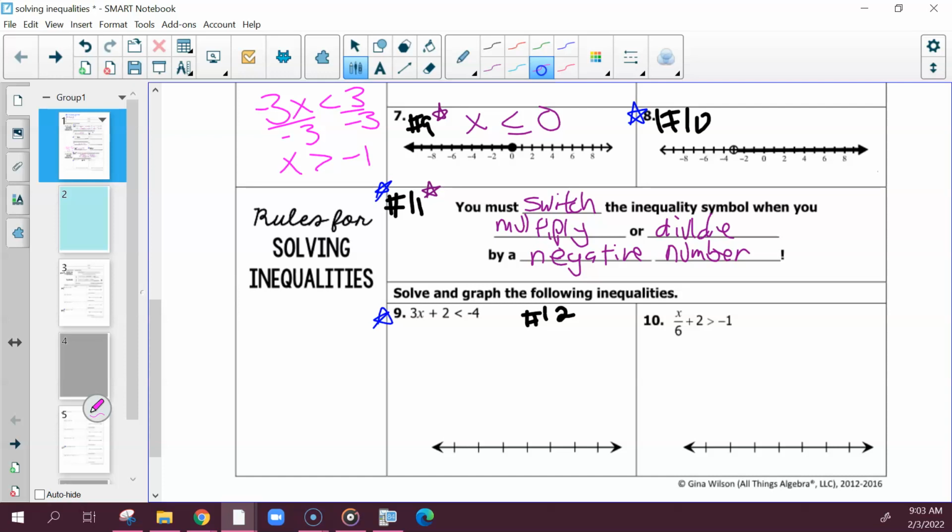However, if I had something like 3x is less than -3, and I divide both sides by 3, that would not change the sign because I didn't actually divide by a negative. There was a negative, but I didn't divide by a negative. So when I actually divide by a negative, the sign changes. But if there just happens to be a negative on the other side, the sign does not change.